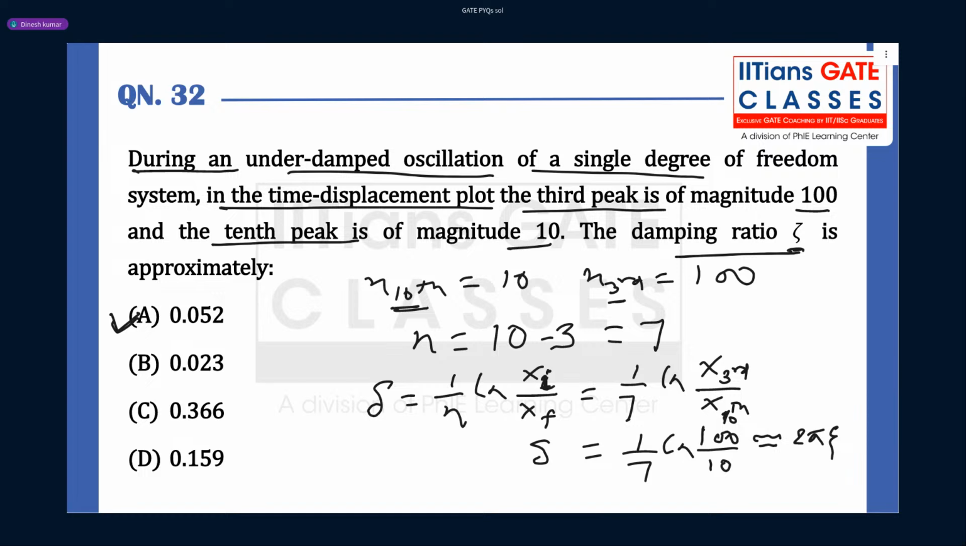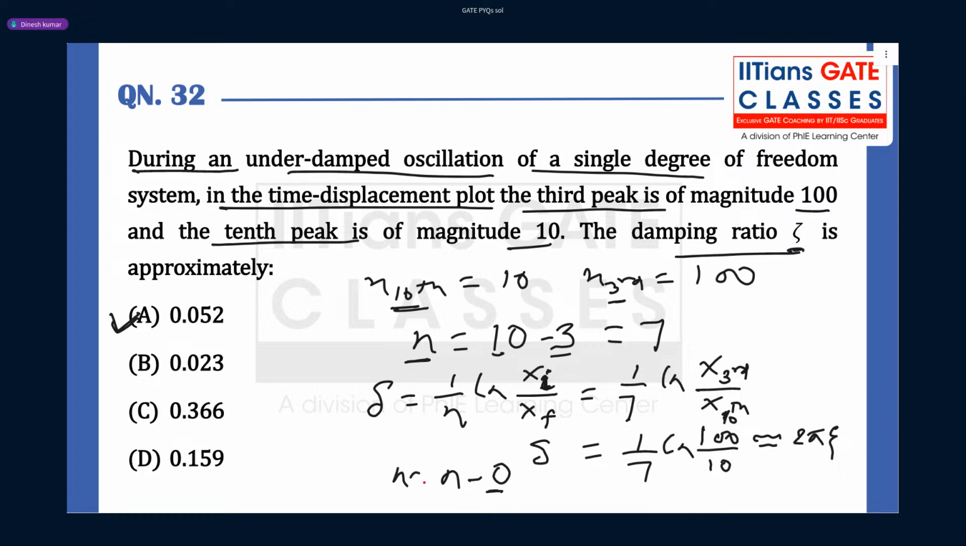So is it clear, everyone, how to solve this logarithmic decrement based problem? They have asked it multiple times, guys. What mistake do people usually make? They usually make a mistake in finding this n value. So n value is always the last amplitude minus the initial amplitude. Sometimes they tell you the last amplitude is the nth amplitude and the initial amplitude is the zeroth amplitude. Then the number of cycles will be n minus 0.